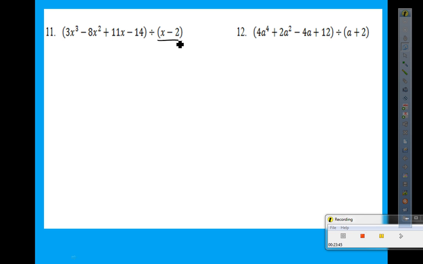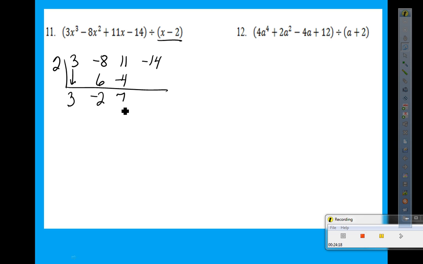So set that equal to 0 and get a 2. Upside down division sign, I got a 3, a negative 8, an 11, and a negative 14. If you're ahead of me, that's great. Drop your 3, and then go 2 times 3 is 6. Add those numbers together and get negative 2. 2 times negative 2 is negative 4. Add those together and get a 7. 2 times 7 is 14. Add those together and get a 0.